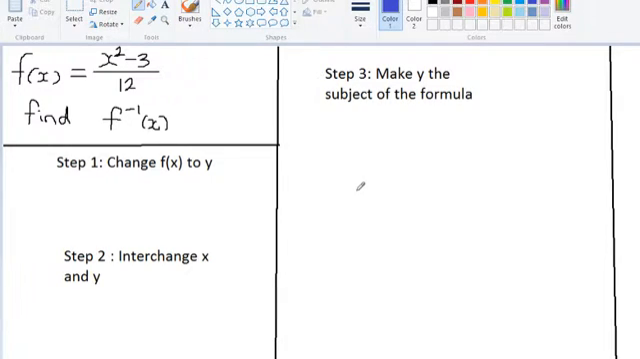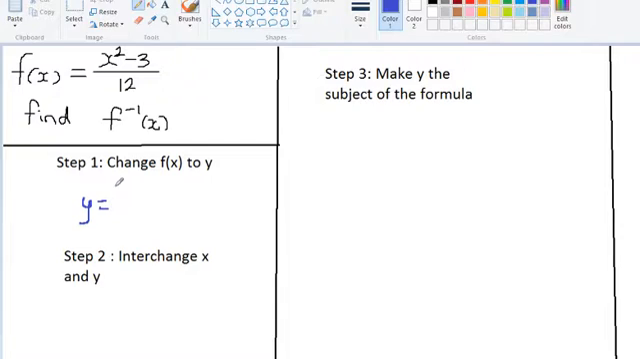Hello again. We are finding the inverse function given f of x as (x squared subtract 3) over 12, and we are going to use the method of transposing. So we are going to find our answer in 3 steps. Step 1, we change f of x to y. So instead of this f of x here, we will replace it by y.